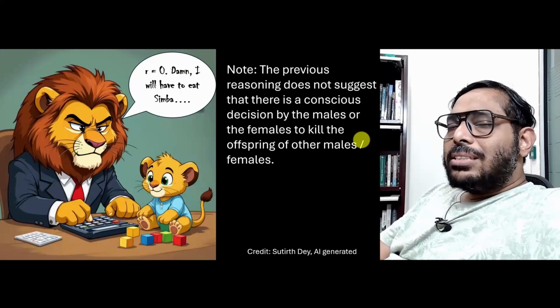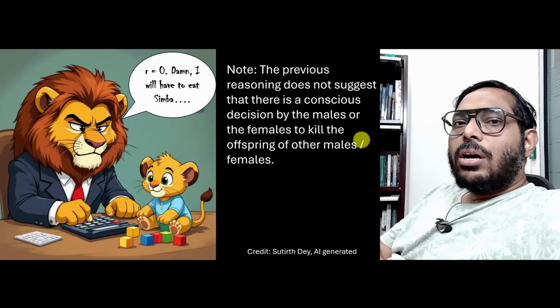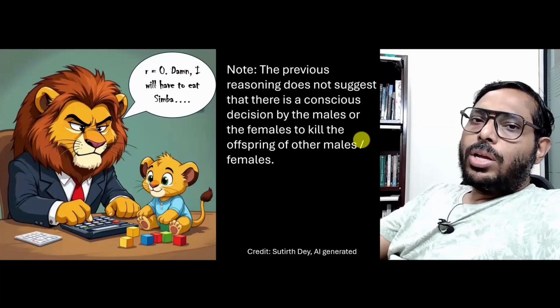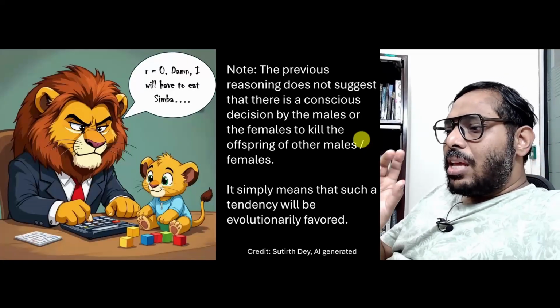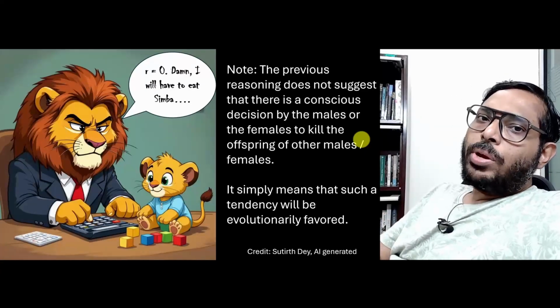But the important point to note over here is that this does not really lead to a situation like this. This does not imply a situation like this where the father or the mother is sitting with a calculator and trying to calculate what is my relatedness and what is my reproductive success, and then it says therefore I need to kill the baby. No, it is not necessarily a conscious decision. All that is needed in this case is some kind of a genetic predisposition to kill off other males' or females' babies, and if you have such a predisposition, then that predisposition or the tendency is going to be evolutionarily favored.